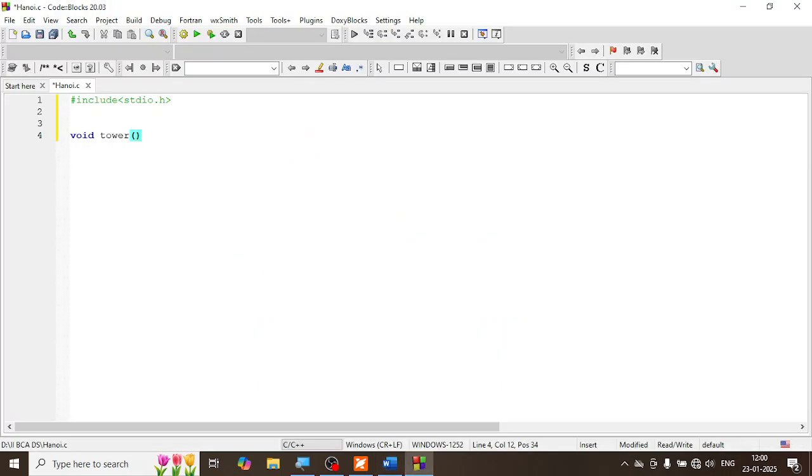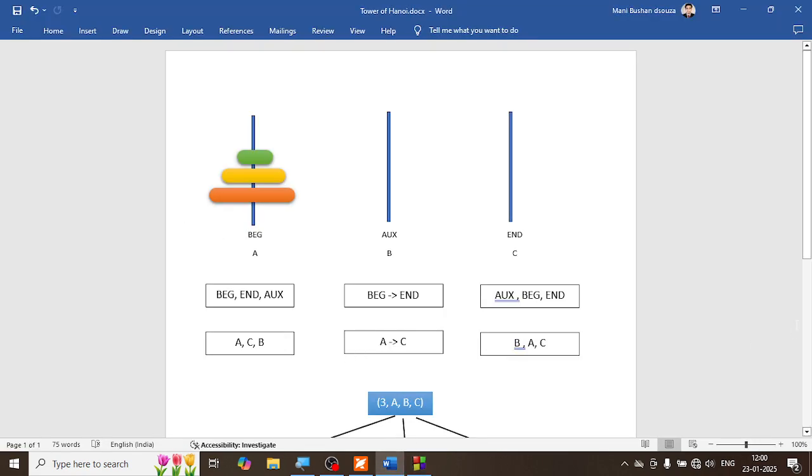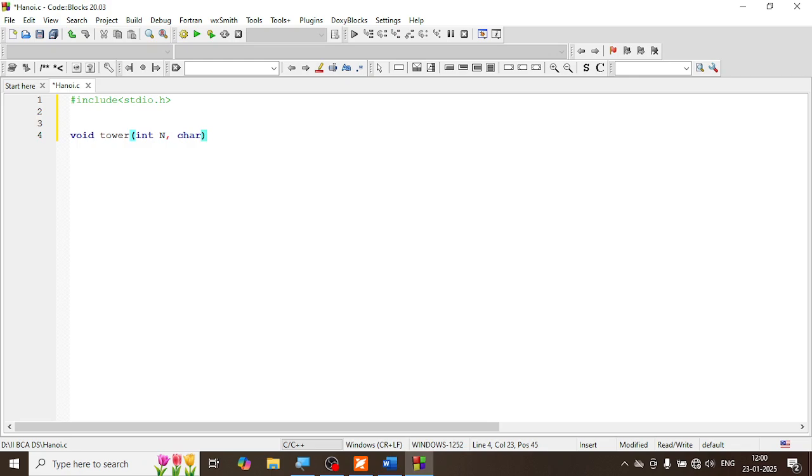So for this function, first we must know how many disks, n, there are. Then I'm going to take the name of each pole. You can call it beginning, or you can call it A, or you can call it X. It is just the name. A name is a set of characters, so it is a string. So I'm going to take a character array, let's say of 5 characters, because we may not like to write a very lengthy name during the examination.